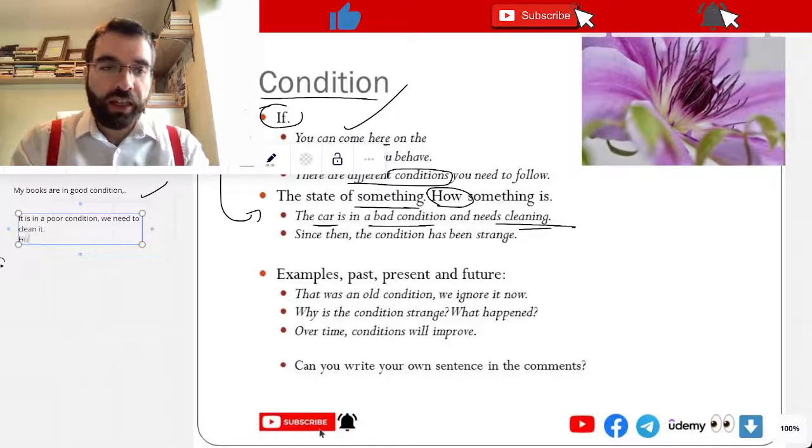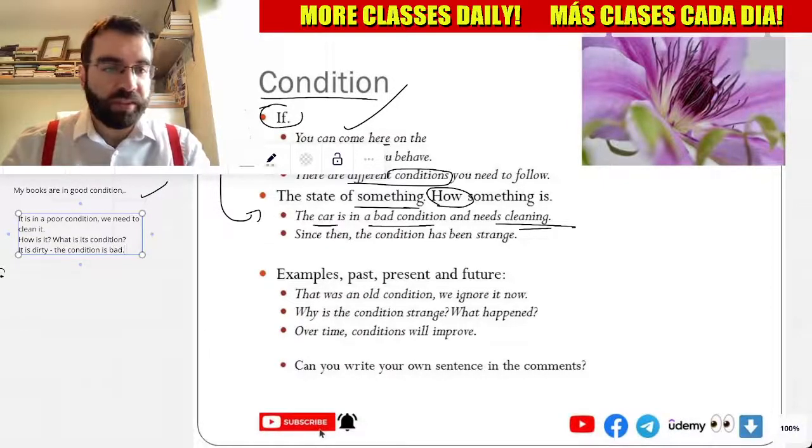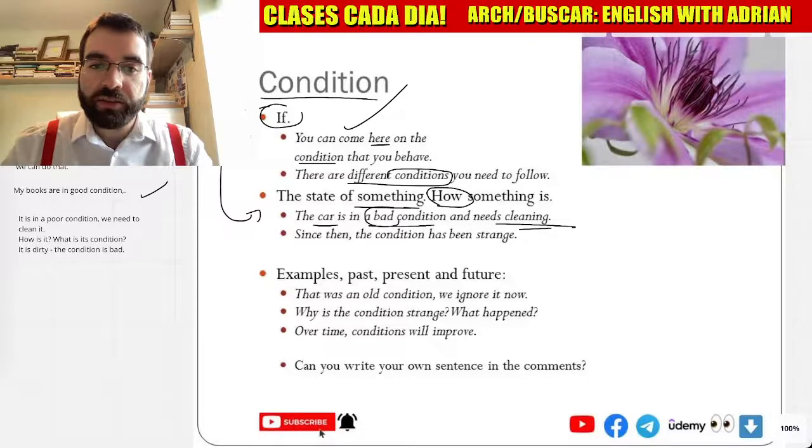It's dirty. How is it? What is its condition? It is dirty. The condition is bad, basically. Bad. Not good.